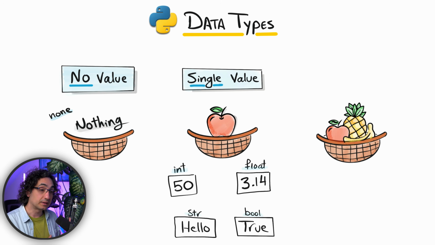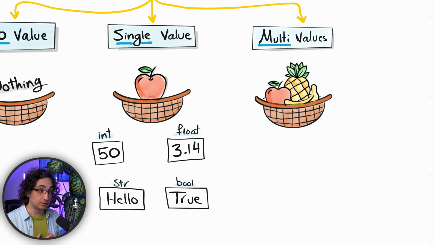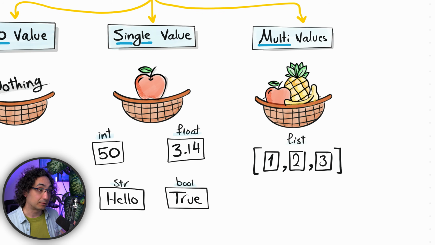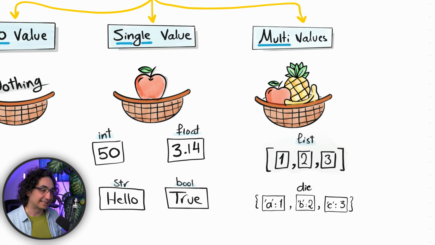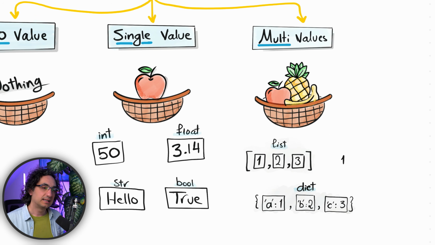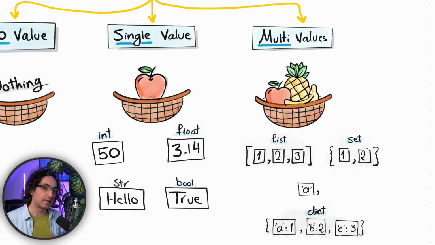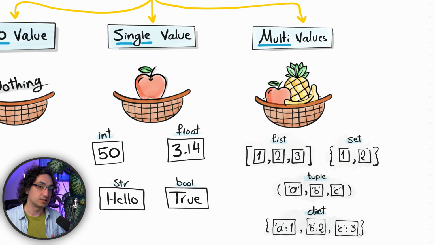Now, moving on to the third category, the multiple values. Here we have many values, like for example, 1, 2, 3. You have the data type called list. Or let's say that you have 3 values A, B, C, and with that, you are forming a different data type called dictionary, dict. And we have other types like the set and the tuple. So as you can see, those data types hold multiple values. So it's not like the other types where we have only one value, like the integer, float, and boolean.